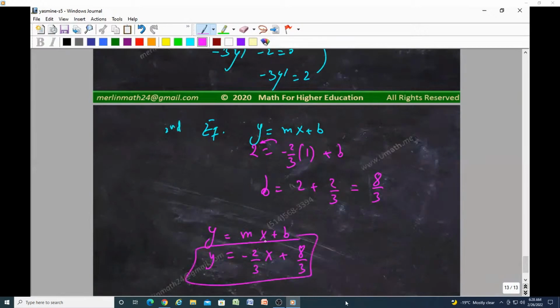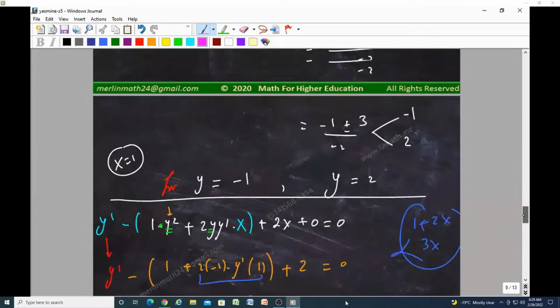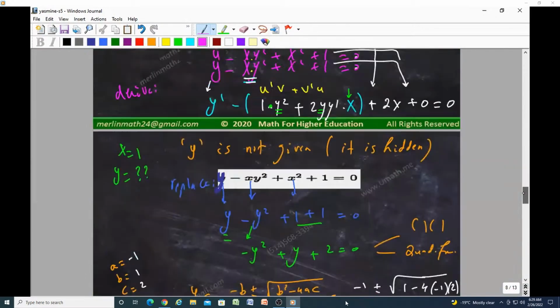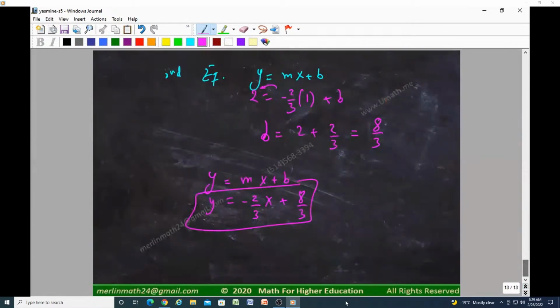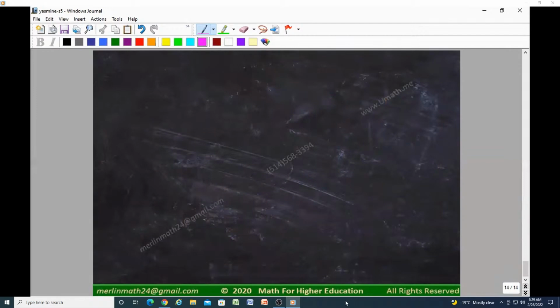Now it's long. It's long, and it demands attention. It's not hard, but it's long. Now that came in the midterm, so be careful. Okay, good. So the equations of the tangents are done.